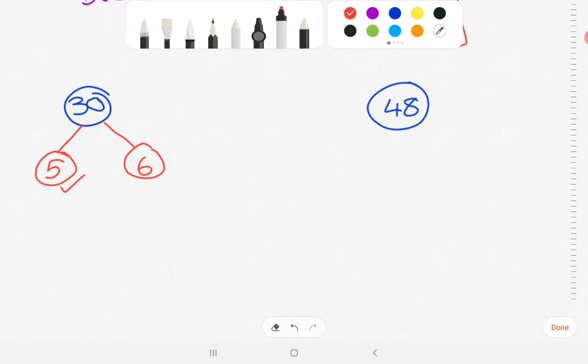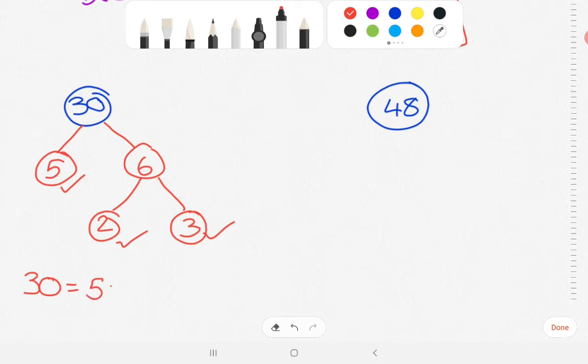Now, 5 is a prime number. Done. Okay. 6, though, is not a prime number, so it needs to decompose further. 6 is 2 times 3. Now, they are both prime numbers, so I'm finished. So my answer is that 30 is 5 times 2 times 3. And remember, you can write these numbers in any order. Absolutely any order. Okay.